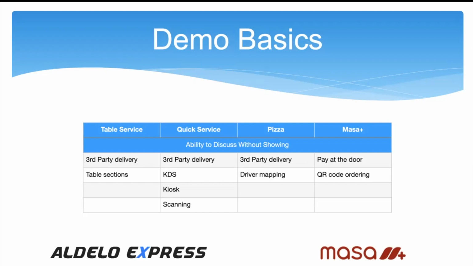Pizza, you need to be able to discuss driver mapping and how that works, and how when we dispatch the driver to deliver the pizza, we actually send an email to their phone that then allows them to use whatever mapping software they have on their phone to route themselves to the next delivery. And then on the Mesa, you want to discuss QR code ordering and how to pay at the door using an A920 Pro or whatever current device we have.